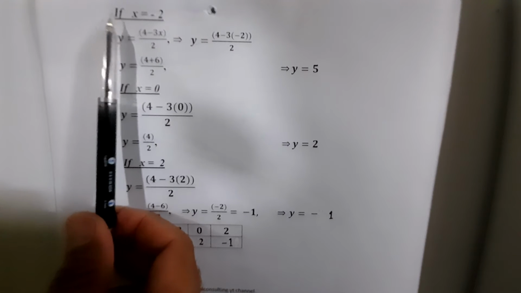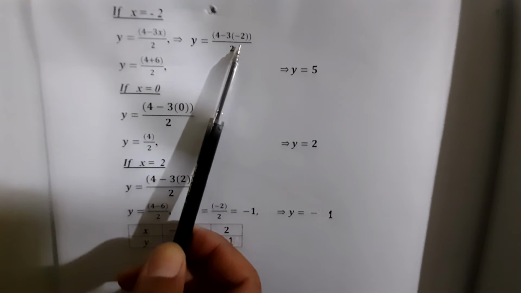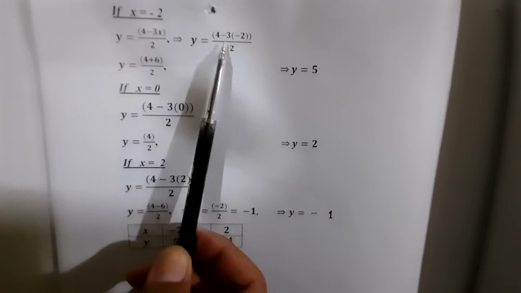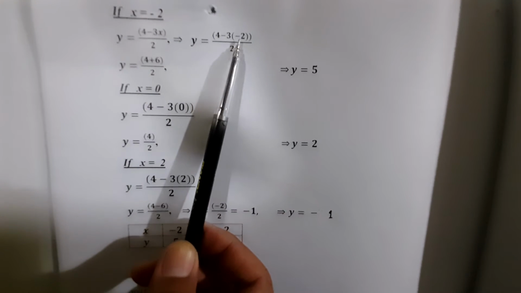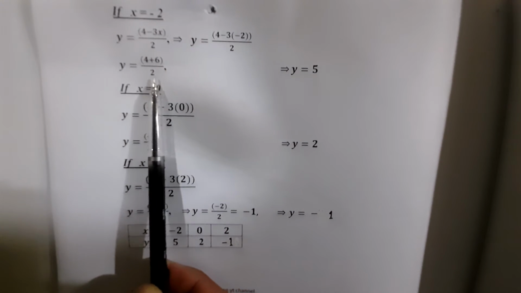Now, when x was minus 2, for the equation y is equal to 4 minus 3x divided by 2, we will be writing minus 2 instead of x here. So minus 3 multiplied by minus 2 is plus 6. So 4 plus 6, 10 divided by 2, y is equal to 5. If x is equal to 0, then 4 divided by 2, y is equal to 2.